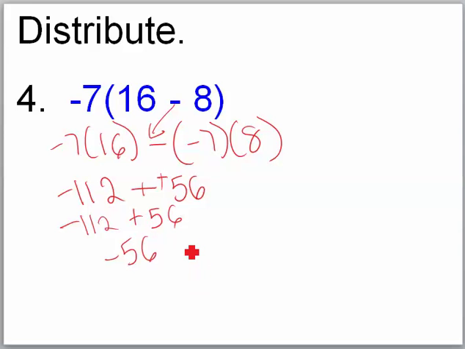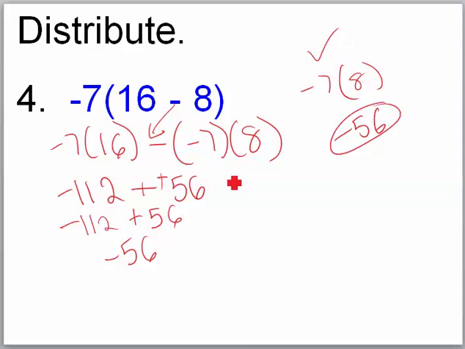Now let's check and see if that's what we'd have got. So I did negative 7. Now 16 minus 8 would be 8. And negative 7 times 8 is negative 56. So this is our check. So, yep, works.